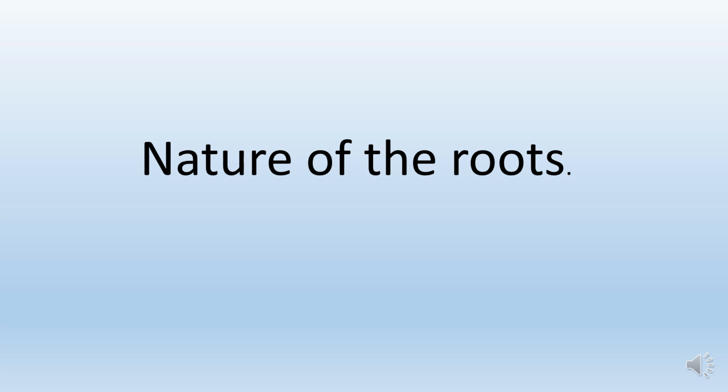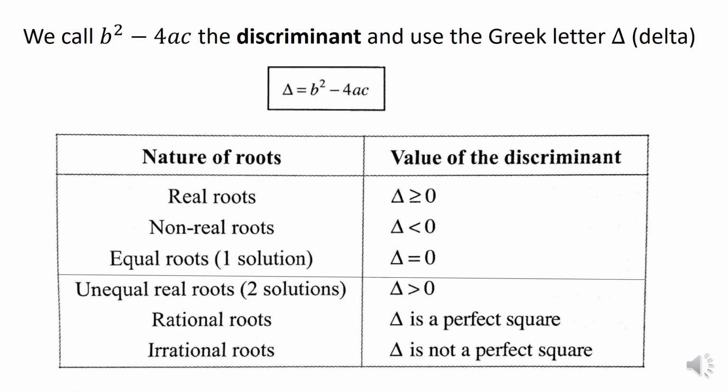Nature of the roots. We call b squared minus 4ac the discriminant and use the Greek letter delta. So we have the formula delta is equal to b squared minus 4ac. Now to determine the nature of the roots, we think delta.